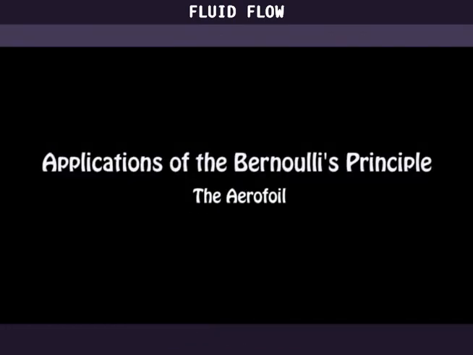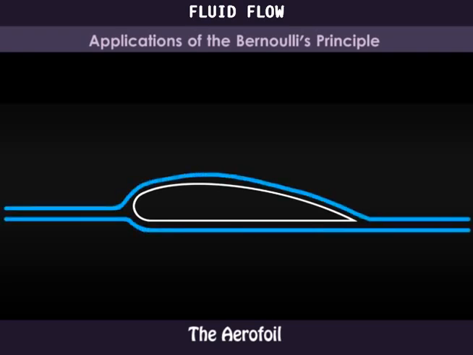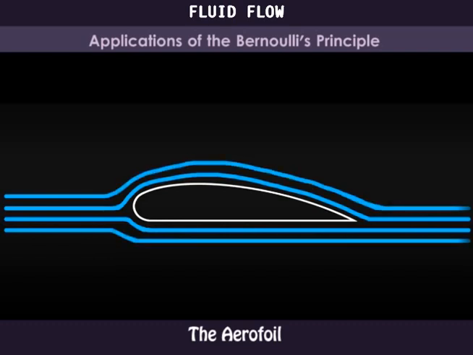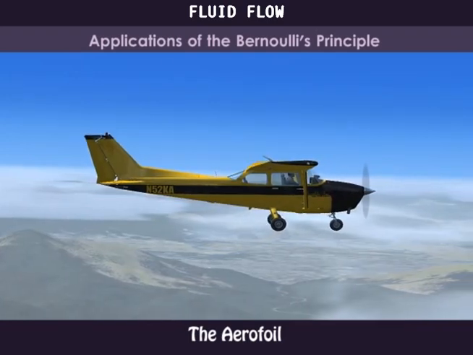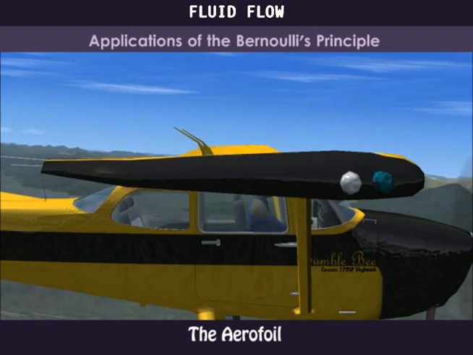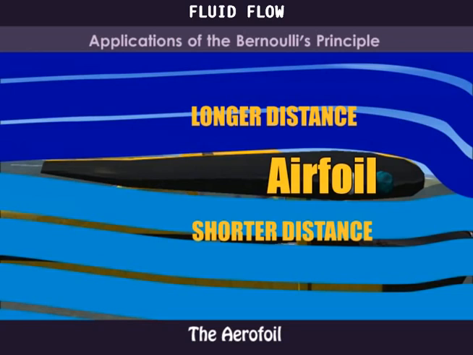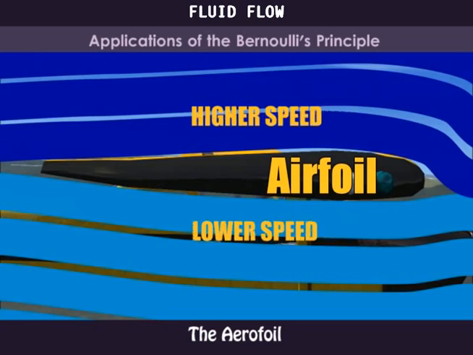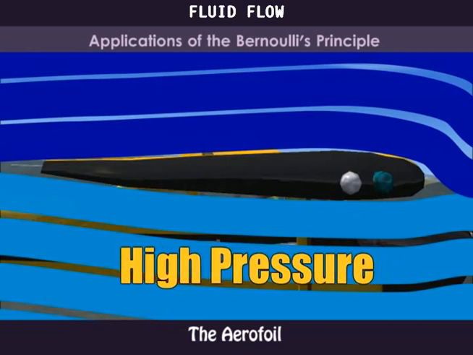Next, we look at more applications of Bernoulli's principle. We start with the aerofoil. This is a structure that is constructed in such a way that the fluid flowing above it moves with a higher speed than that flowing below it. Aircraft wings and helicopter rotor blades are examples of aerofoils. Because the fluid flowing above the aerofoil has to travel a longer distance than that flowing below, it has to travel at a higher speed compared to the low speed underneath. The pressure at the top is therefore lower than that at the bottom, therefore creating a lift force.